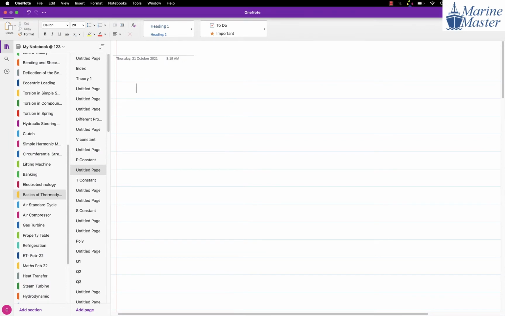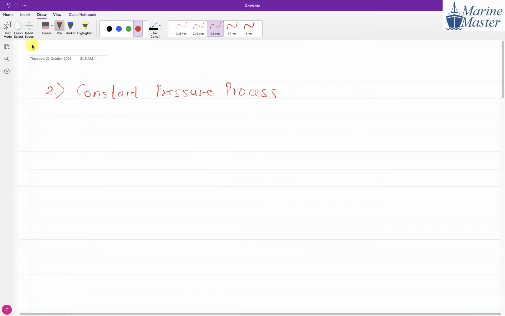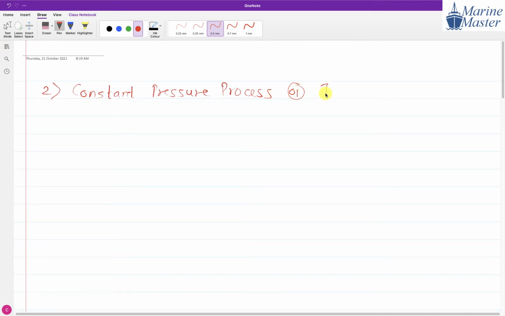Now try to see the scenario here. The second process that we are going to study is the constant pressure process. So give the heading: constant pressure process. Another name for constant pressure process is the isobaric process. Constant pressure process or isobaric process.